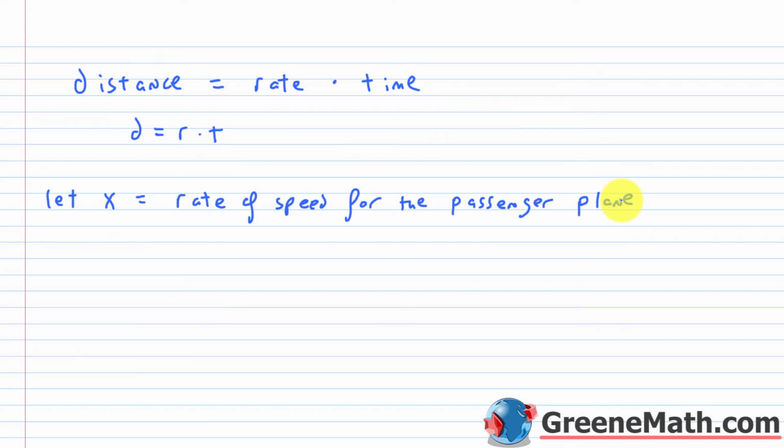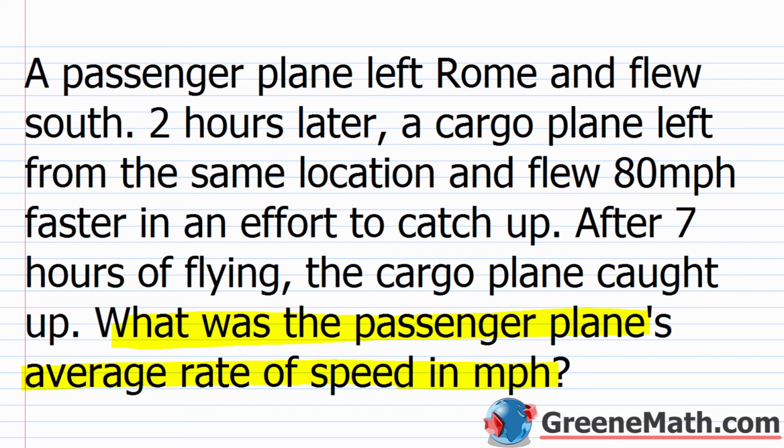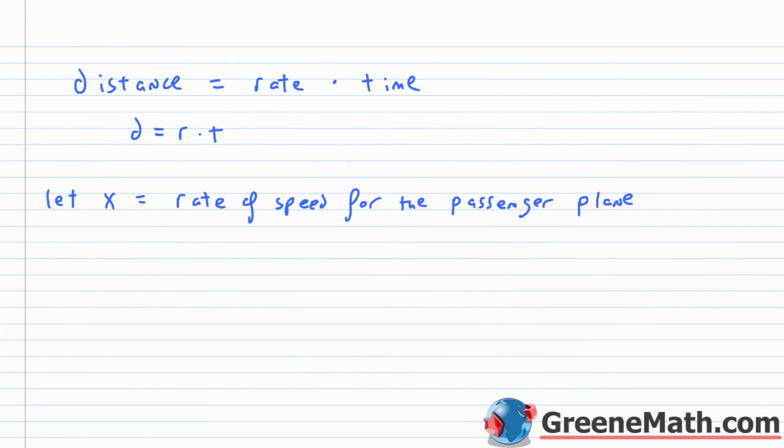Okay, so once we've established that, let's talk about the cargo plane's rate of speed. So what does it tell us about that? Well, it tells us that the cargo plane left from the same location and flew 80 miles per hour faster. It doesn't tell us its exact rate of speed, but however fast the passenger plane is going, the cargo plane is going 80 miles per hour faster. So then I can say then x, which is the rate of speed of the passenger plane, plus 80 would be equal to the rate of speed for the cargo plane.